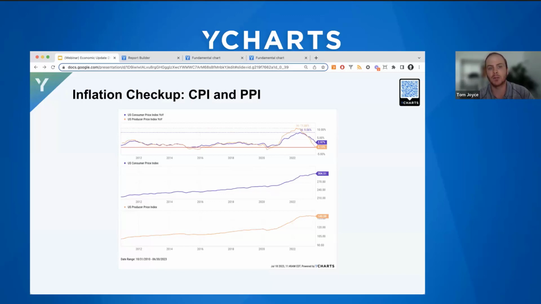And then the producer price index year-over-year is finishing at 0.13%. And we haven't been that low since mid-2020. So as you can see, that arc continues to decline. We'll see how that goes. Towards the bottom, we've got the consumer price index value as well as the producer price index value, but certainly seeing some positive trends when it comes to inflation.